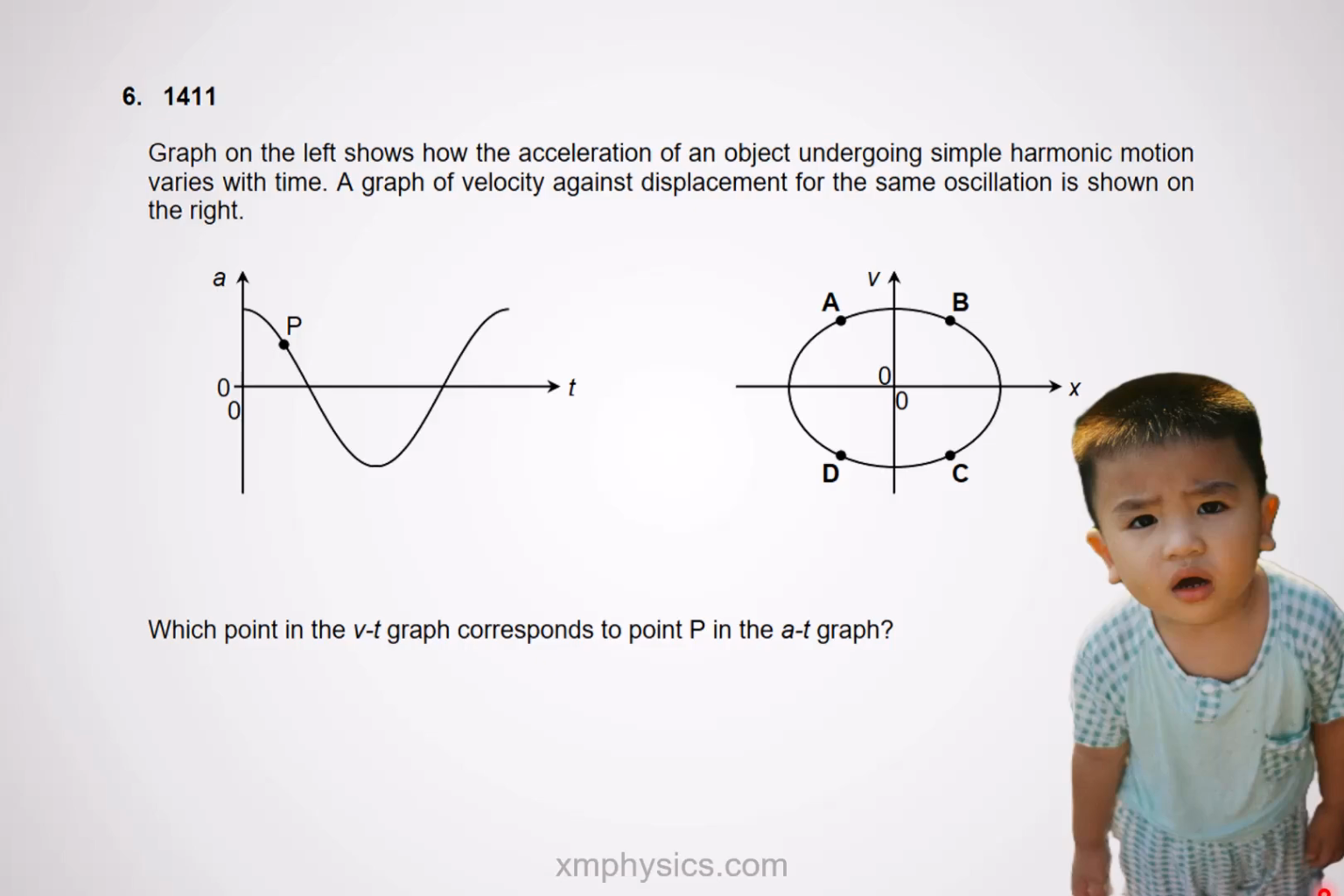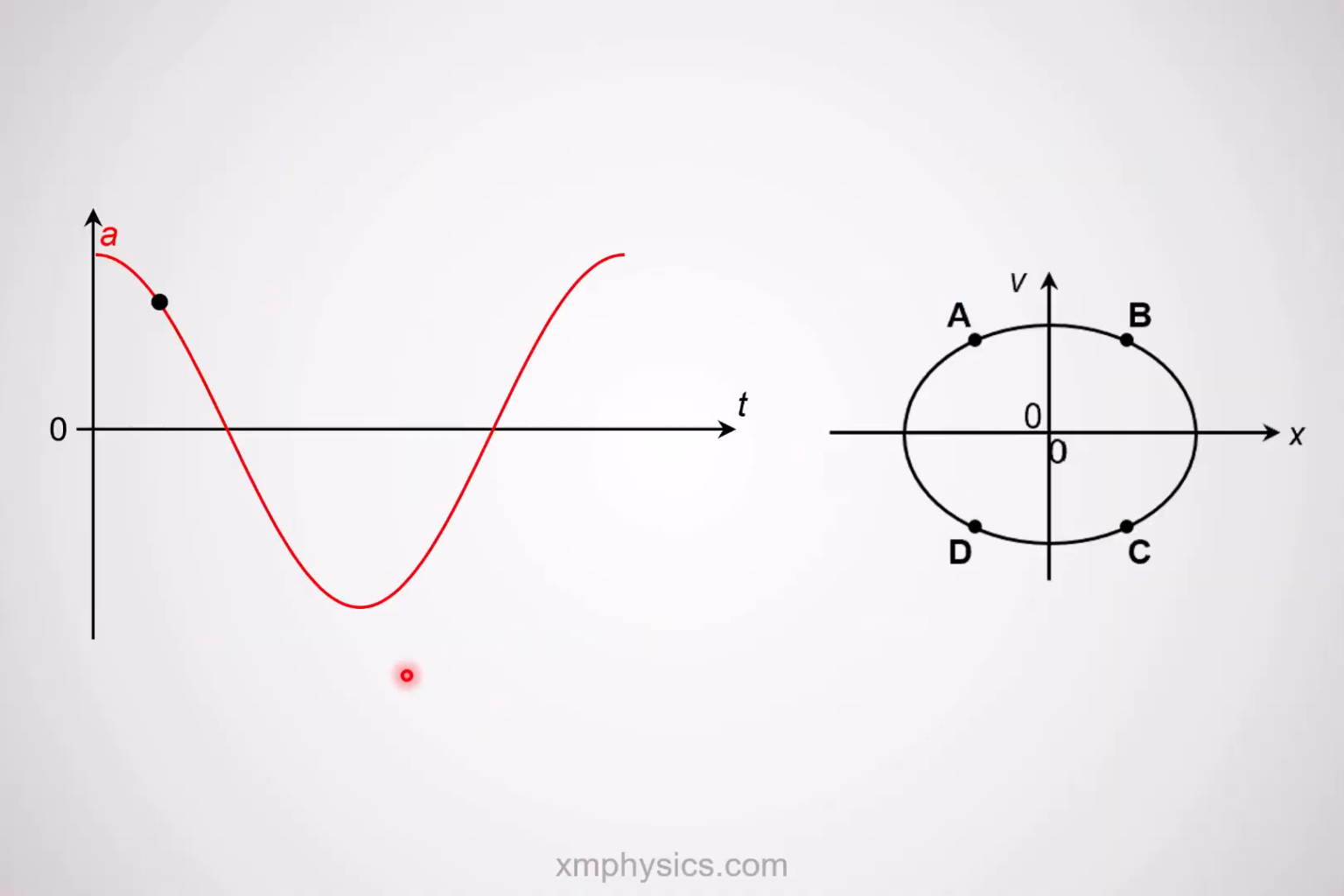Like yesterday at Lorong 1 Market, this little boy asked me about this question. So in this question, we are given the acceleration-time graph, and we're asked to match this instant in the AT graph to one of these points in the velocity-displacement graph. So how do we start?